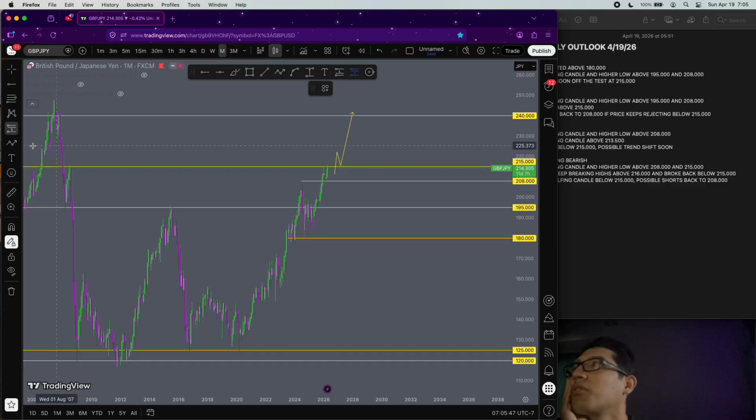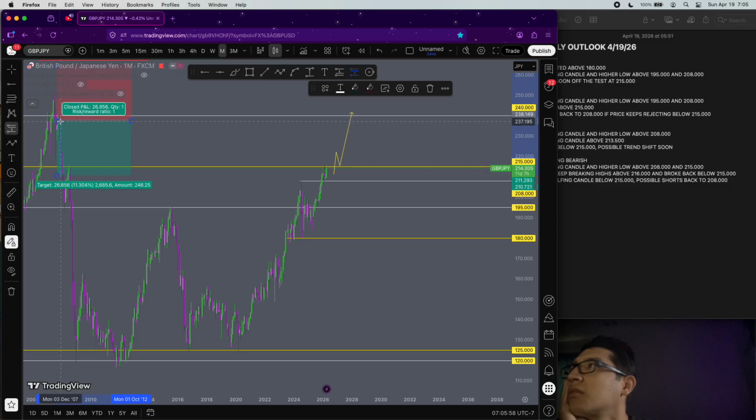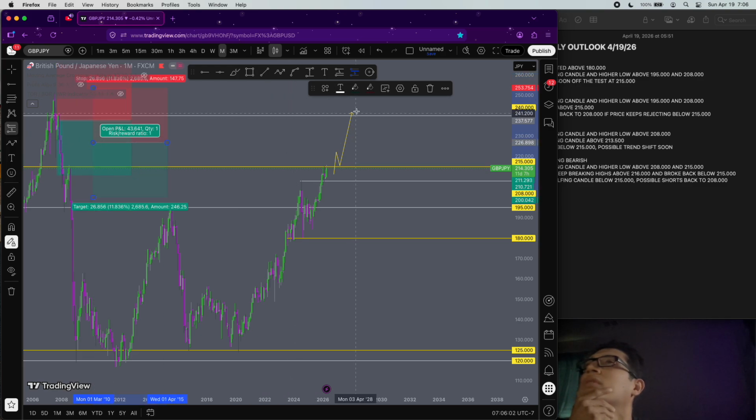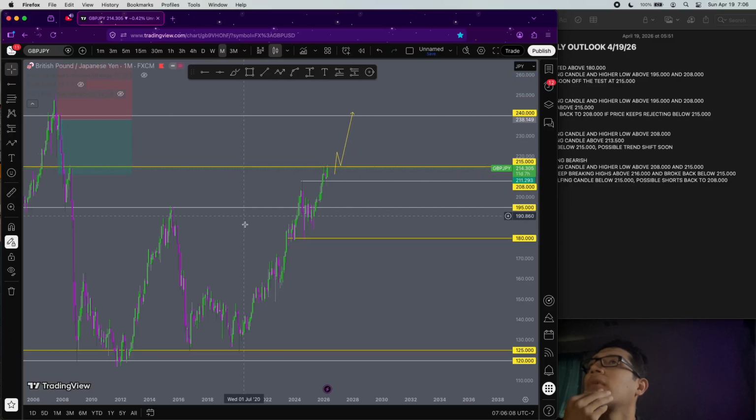Because 240 still has not been tested, and these sellers are still in the market. There are people still holding these sells risk-free since all the way back in 2007. Look at this. Almost 20 years. They've been holding sells. Holy smokes. So we have to watch out.